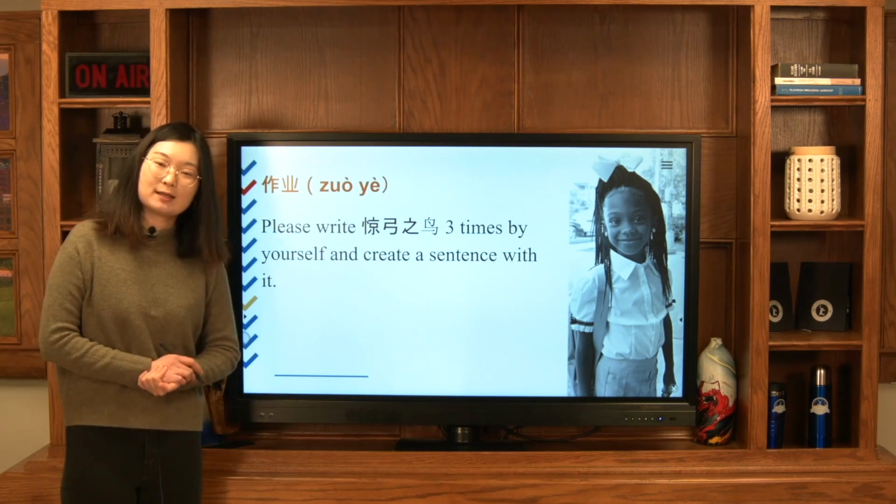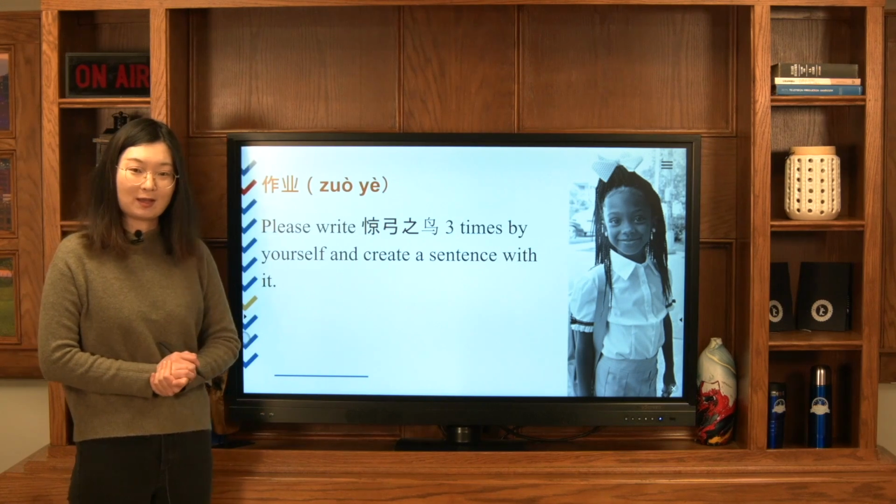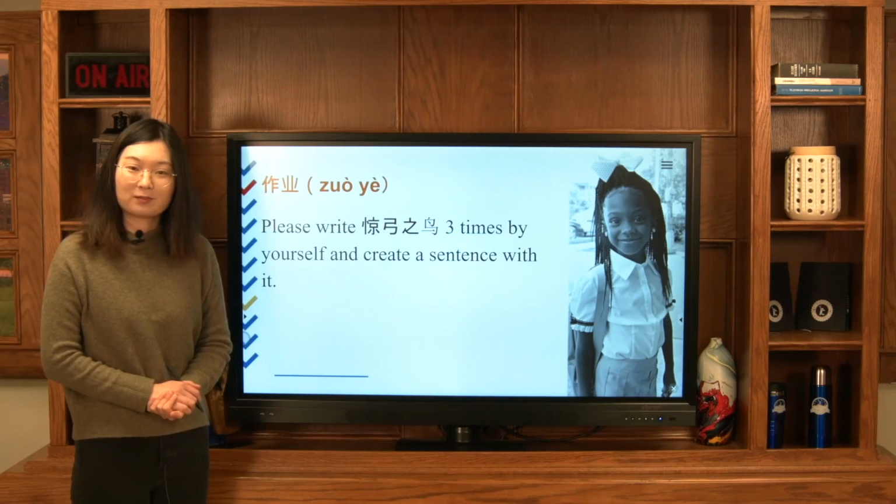Okay, so to conclude, as usual, I'll leave you a homework, which is to practice writing 惊弓之鸟 three times and try to create a sentence by yourself. See if you can use it. Okay, 惊弓之鸟. That's it for today, and it's my pleasure to have you in my class. I'll see you next time.